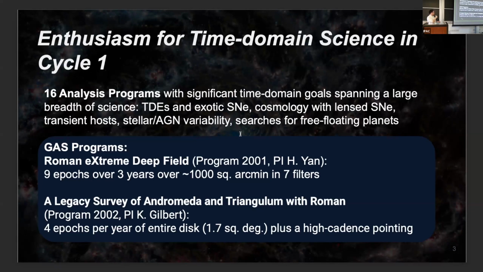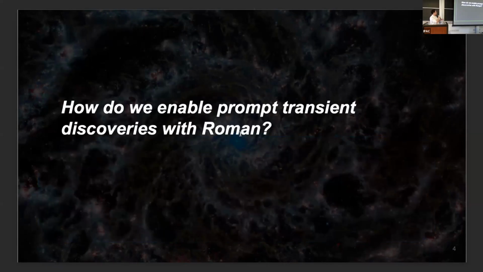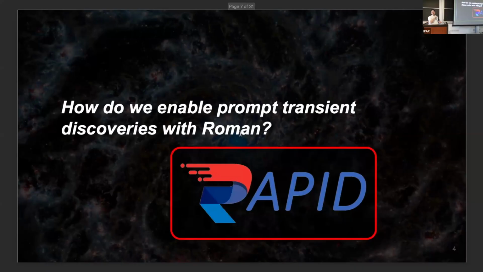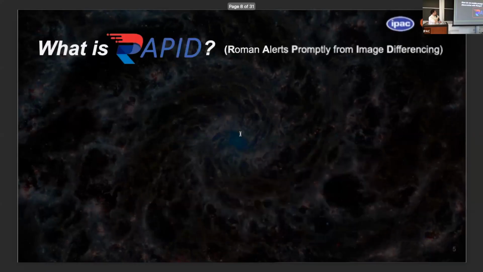And I wanted to call out as well this program that was approved to do a survey of Andromeda and the Triangulum Galaxy with Roman, which also includes time domain observations, a few epochs of the entire disk plus high cadence pointings as well. So that's all very exciting. So yeah, how are we going to enable prompt transient discovery and all of this wonderful time domain science with Roman? RAPID is trying to be an answer to that question.